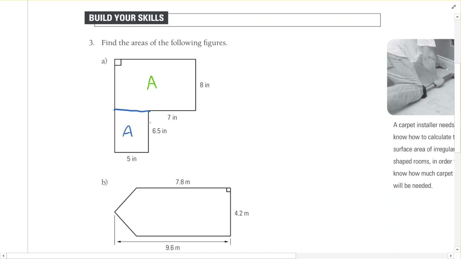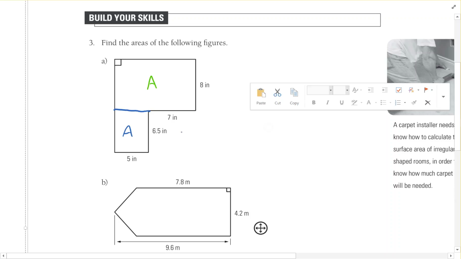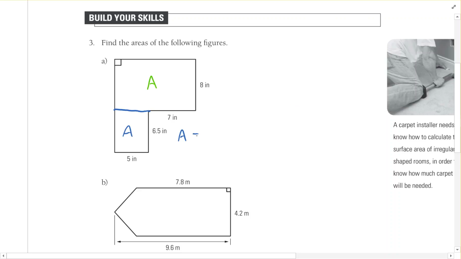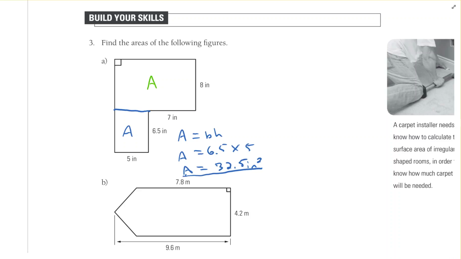All right, so let's figure out the area of the blue one first. So we'll say the area for a rectangle is just base times height. So the area is going to be 6.5 times, I guess that'd be height, but height times base doesn't matter, times 5. So the area for that one is 32.5 inches squared. Okay, so that's going to be one of them. Now let's figure out the other area.